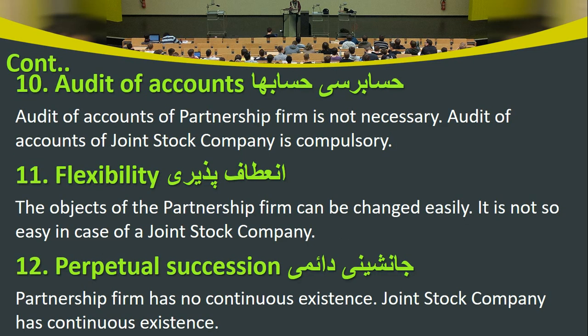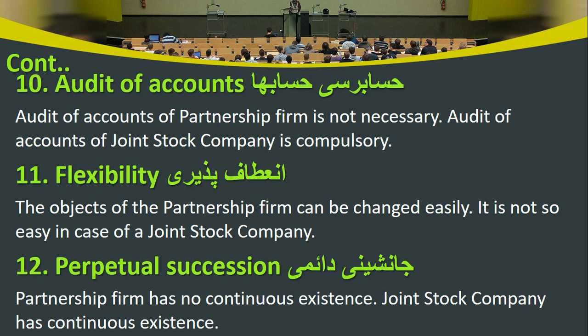Audit of accounts. Audit of accounts of a partnership firm is not necessary. Like in partnership, the audit is not necessary. But in joint stock company, it's compulsory. Flexibility. The objects of the partnership firm can be changed easily. It's not easy in case of joint stock company. We said that joint stock company has a larger organizational structure in comparison with partnership. In partnership, the objects can be easily changed, while in joint stock company, it's not possible.